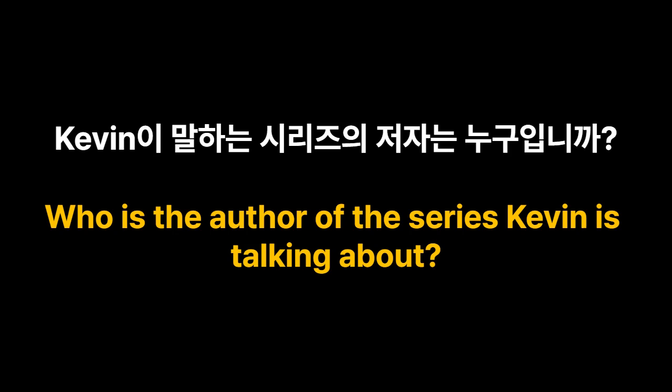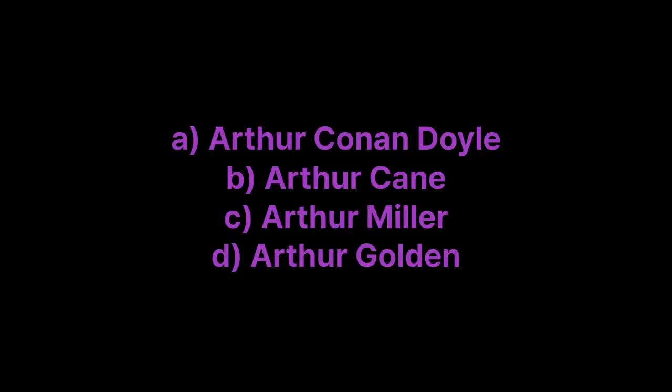Who is the author of the series Kevin is talking about? A. Arthur Conan Doyle, B. Arthur Kane, C. Arthur Miller, D. Arthur Golden. The answer is B.